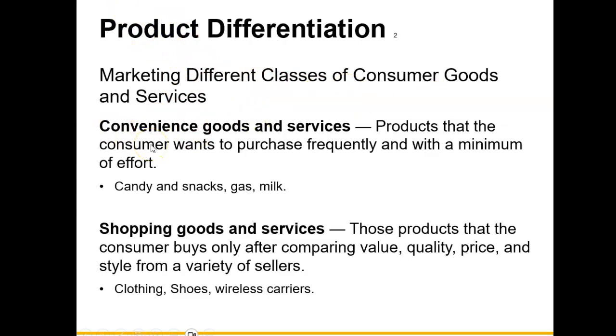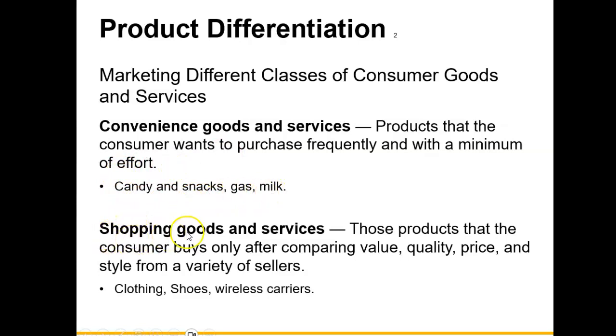First, you have convenience goods and services. These are goods that you can typically get at what we call a convenience store. So think about your local convenience store that could be at the end of your block, etc., where you're getting things such as candies, snacks, gas, or milk.